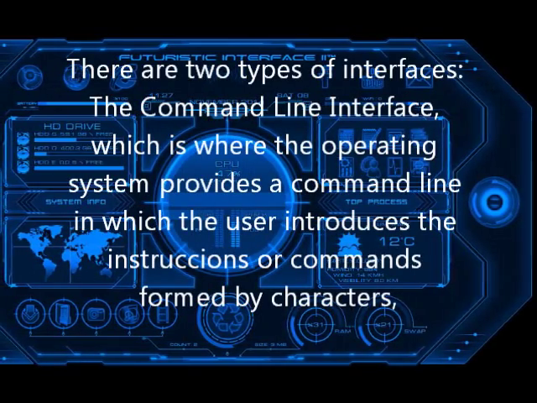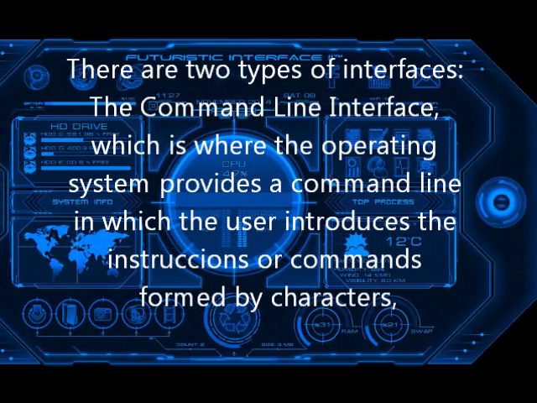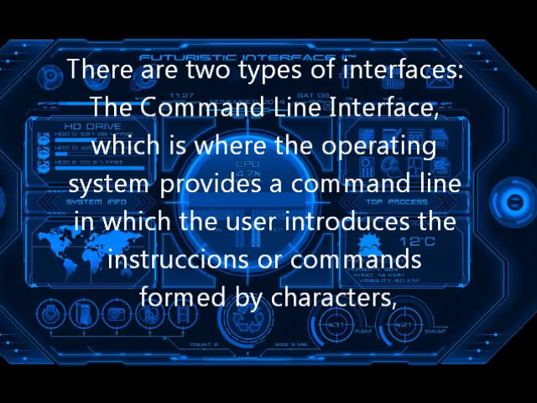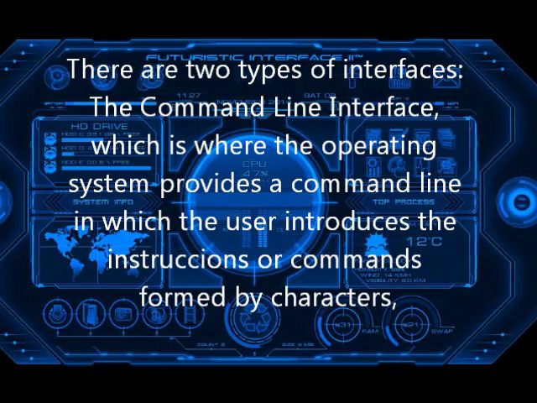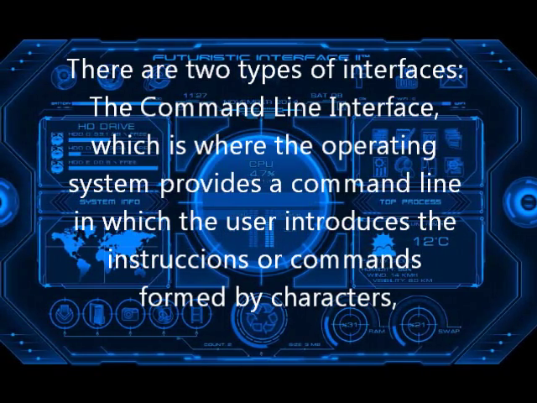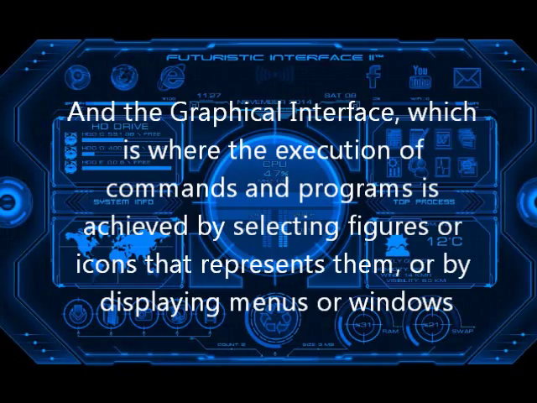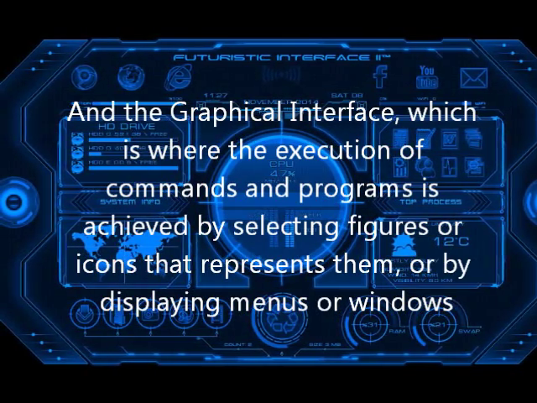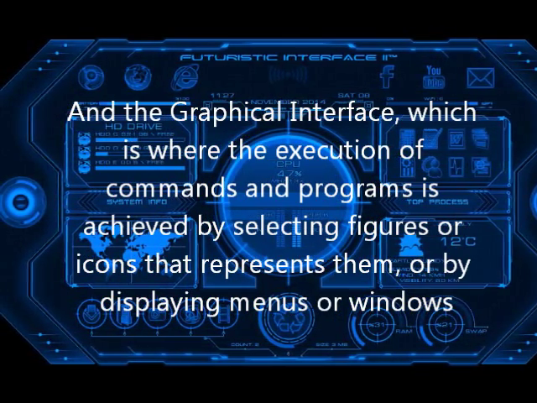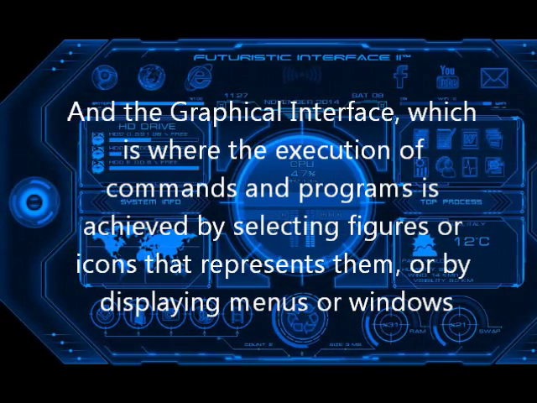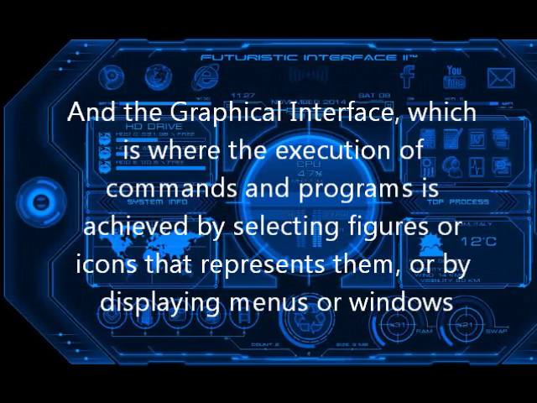There are two types of interfaces. The command line interface, which is where the operating system provides a command line in which the user introduces the instructions or commands performed by characters, and the graphical interface, which is where the execution of commands and programs is achieved by selecting figures or icons that represent them, or by displaying menus or windows.